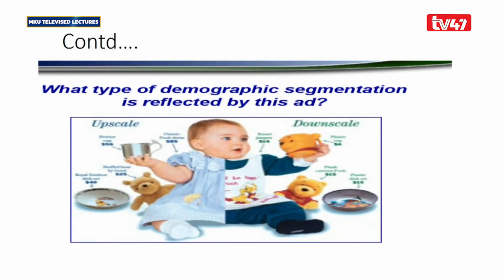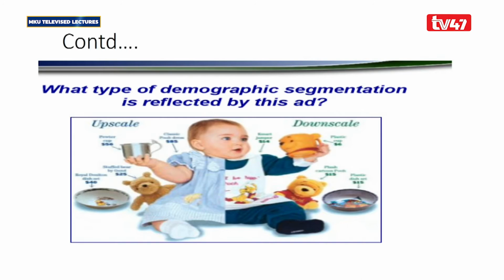Also, there is another illustration, and it comes with a question: what type of demographic segmentation is reflected by this ad? By looking at the picture, you can see that there is a kid or a child in the picture, and through that you are able to understand that they have used demographic segmentation, and with demographic they have used age to segment. Therefore, the products being marketed are for their children or their kids.